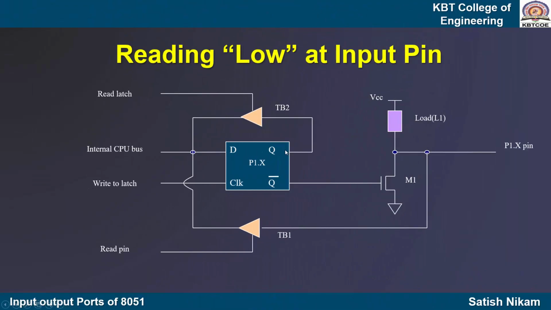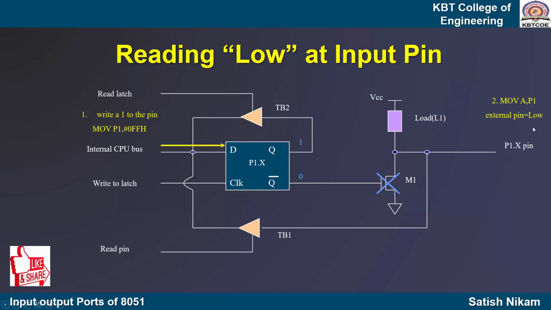In the same way, the controller can read the low data available on the pin. First, the CPU will send 1 on the D pin of the flip-flop. Because of that, we get 1 on the Q pin of the flip-flop, and Q bar becomes 0. This 0 is available on the gate pin of the transistor, which makes the transistor an open switch, and because of that the data which is available on the pin is available on TB1.